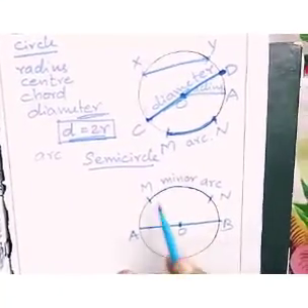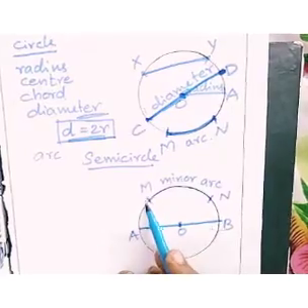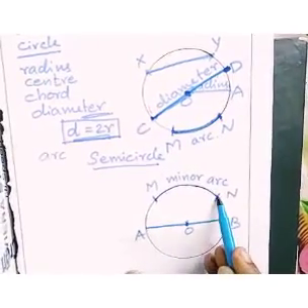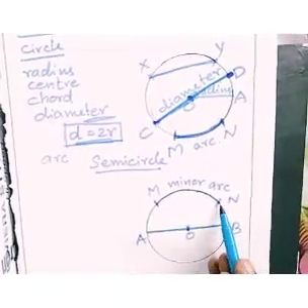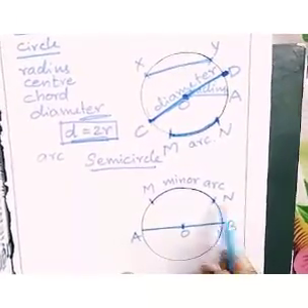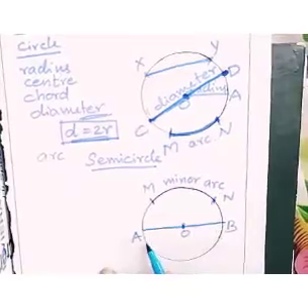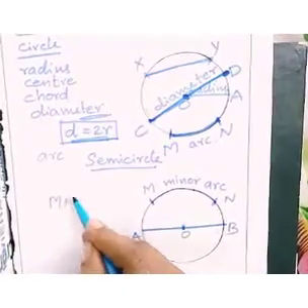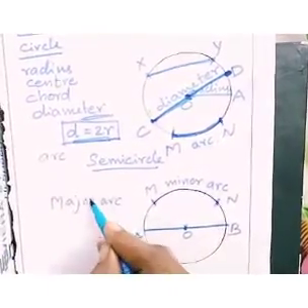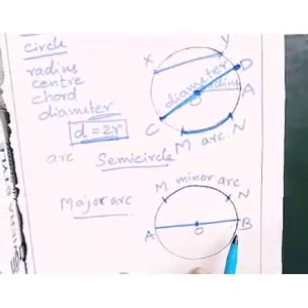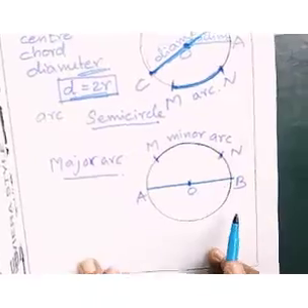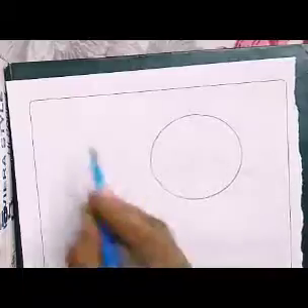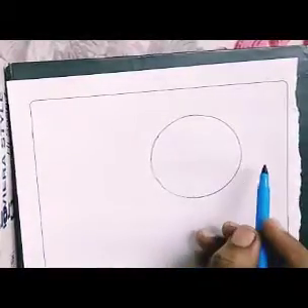Now another arc also we can see. This M to N this way, that is MAN. So this other part is called a major arc. What is that? Major arc. Then what is a major arc? A major arc is an arc having length more than a semicircle.